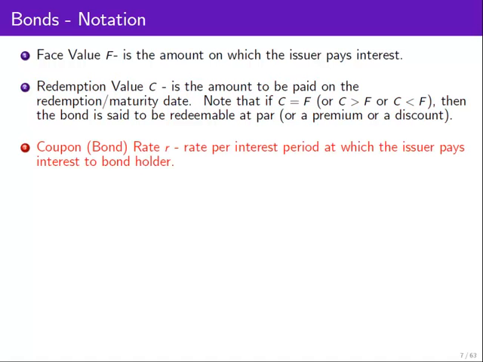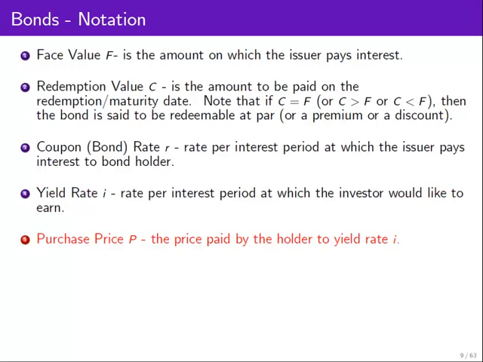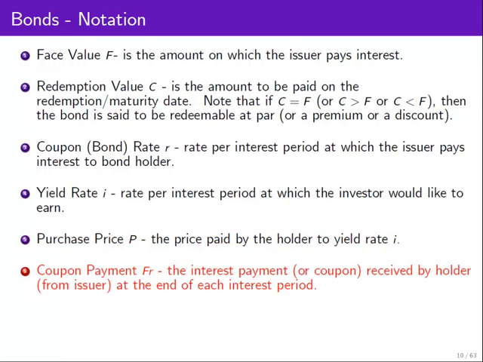The coupon rate R is the rate per interest period at which the issuer pays interest to the holder of the bond. The yield rate I is the rate per interest period at which the investor would like to earn. The purchase price of the bond is the price paid by the holder to yield rate I. The coupon payments or interest payments that the investor receives throughout the term of the investment is calculated by F times R, the face value times the coupon rate. And lastly, N is the number of interest or coupon payment periods throughout the term of the bond.